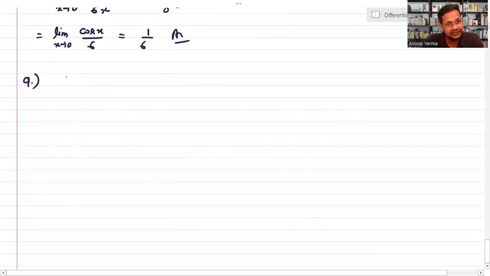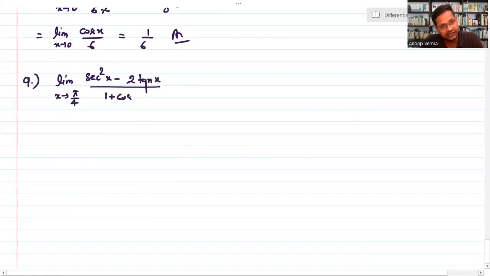That is your limit x tending to pi by 4. It will be sec square of x minus 2 tan of x divided by 1 plus cos 4x. You know that when you are putting x is equals to pi by 4, so sec pi by 4 means it is root 2. sec pi by 4 की वैल्यू रूट 2 होती है, उसका स्क्वायर करेंगे 2 आ जाएगा. और यहाँ पर tan pi by 4 मतलब 1. इट मीन 2 माइनस 2. न्यूमरेटर में क्या आ गया 0.